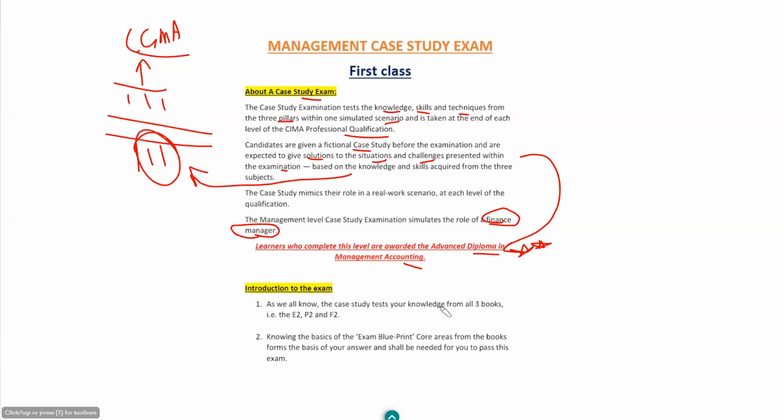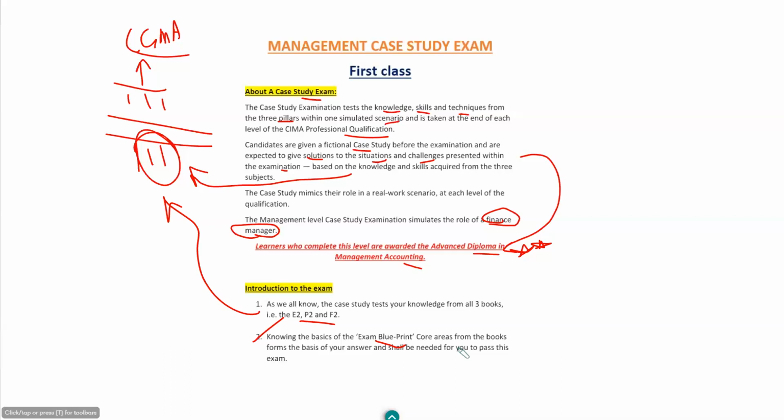A little bit more on the exam. As we know, it tests your knowledge of E2, P2, and F2. Knowing the basics of the exam blueprint core areas from the E2, P2, F2 material forms the basis of your answer. Exam blueprints are something new introduced by CIMA under its 2019 syllabus changes. Earlier, students had to have familiarity with a lot of topics in E2, P2, and F2, meaning they had to go through the textbook or all of our notes, making sure they remembered almost every topic because anything could be tested.